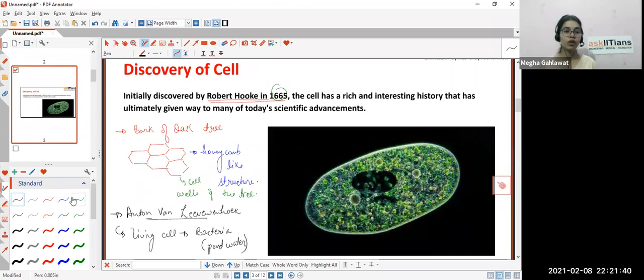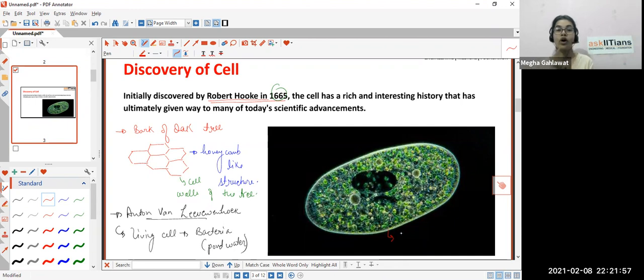Okay, so what you see right here in this particular picture is also a simple kind of microorganism which could be found in pond water. Now, this could be anything ranging from a bacteria to algae. So don't you worry about it, we'll be studying more.